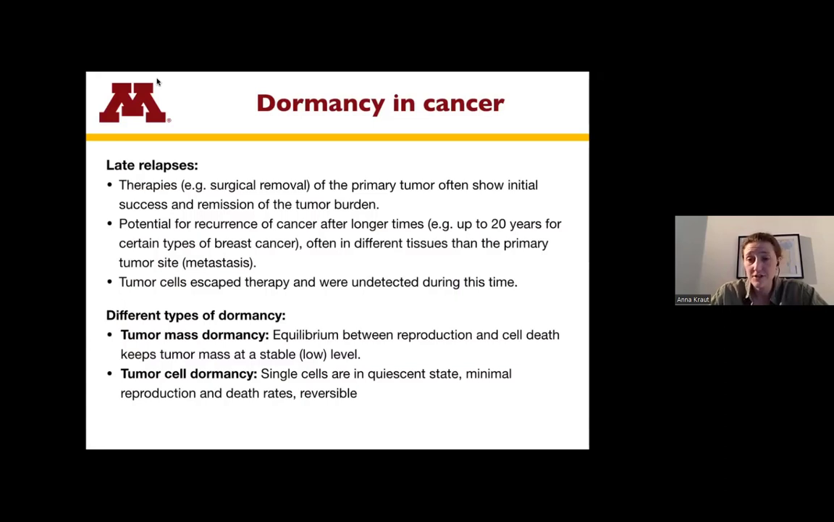And the alternative, which is closer to what we've been discussing over the last days, is actual tumor cell dormancy, where single cells enter a quiescent state. So there is actually per cell a minimal reproduction and death rate. And so these don't just balance out, but actually the absolute rates themselves are very low. And it is assumed that these processes are usually reversible.